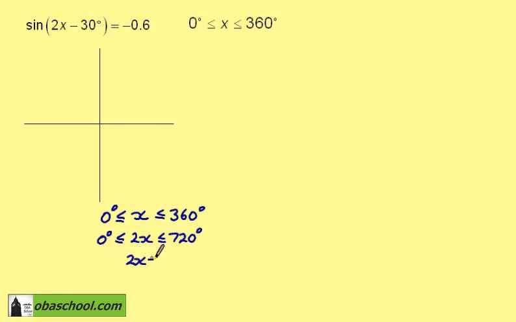And for 2x minus 30, we would look for values between minus 30 and 690. In practice, using this last one can be difficult and can make the diagram cluttered. So it's possibly best to ignore this, work with this one, and then make adjustments if we find any solutions that don't fit back into the required range.